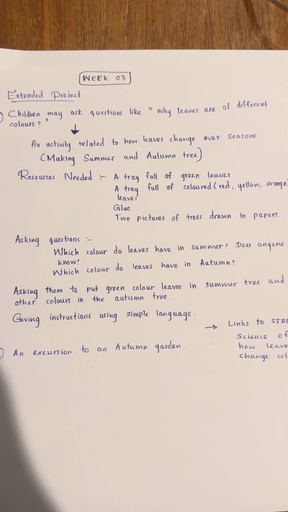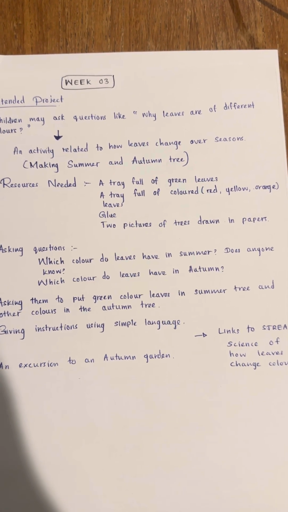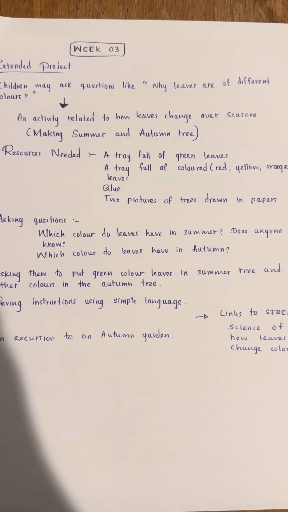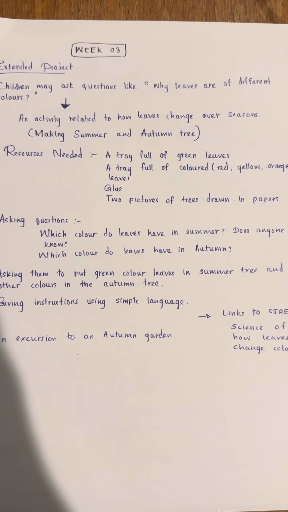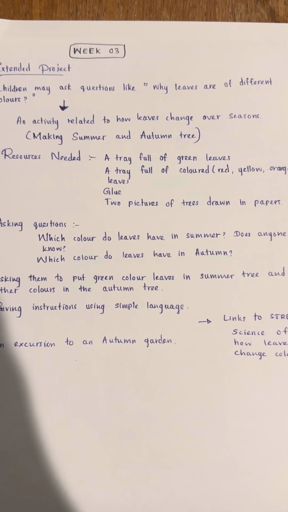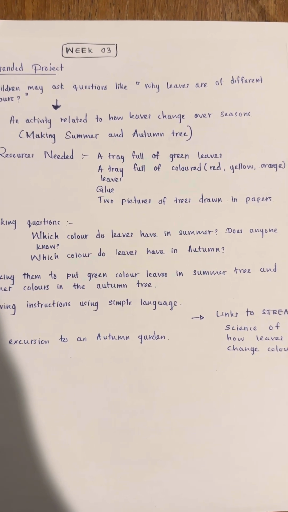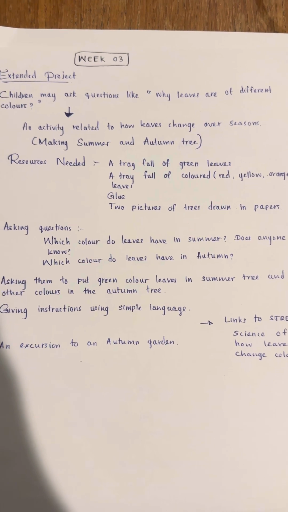For week 3, I thought of extending the project based on the possible questions that children may come up with, like why leaves are of different colors, like that. Based on this, I thought of extending this to an activity related to how leaves change over the seasons. For this, I would ask them to create a summer tree and an autumn tree.